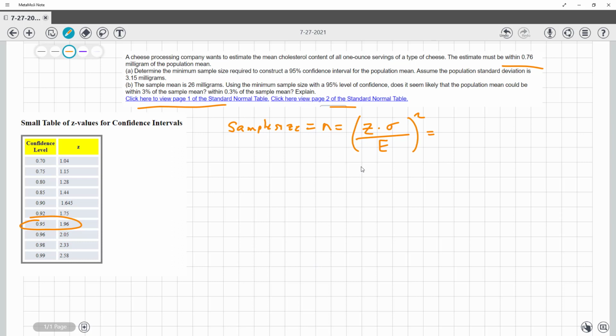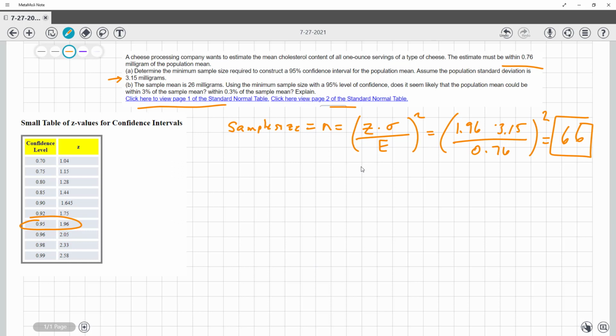So as you can see, I would use 1.96 times the standard deviation they give me, 3.15, over 0.76 squared. I throw that in my calculator, and you always round up. No matter what the decimal is, you round up and get one more. So the sample size would be 66.